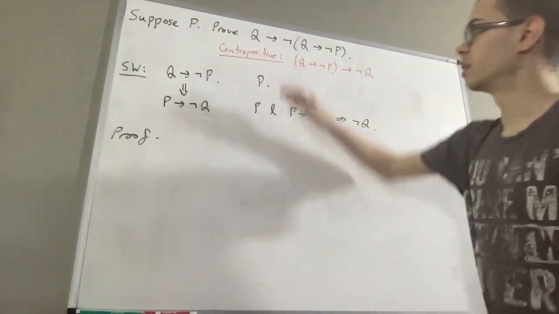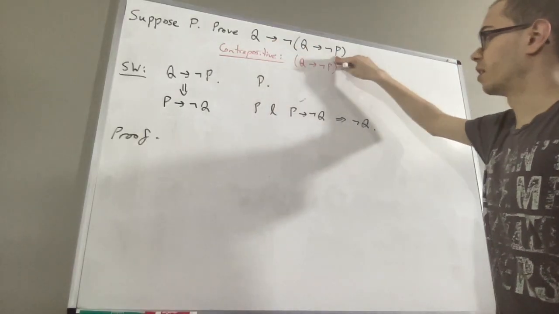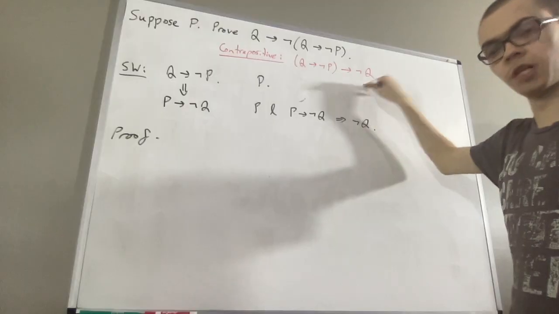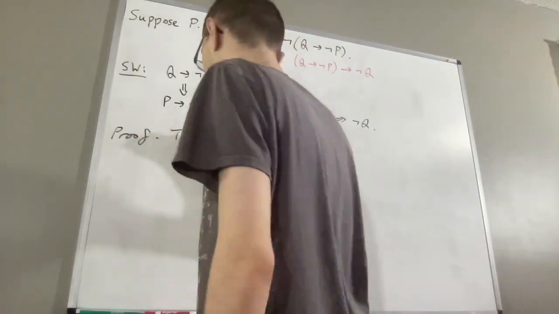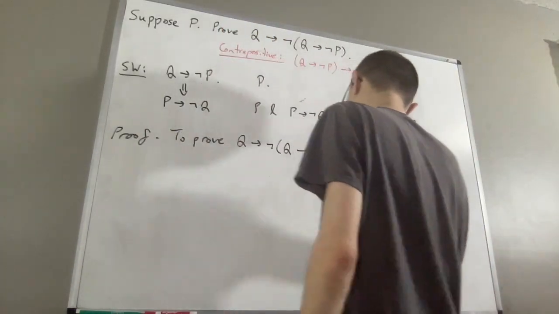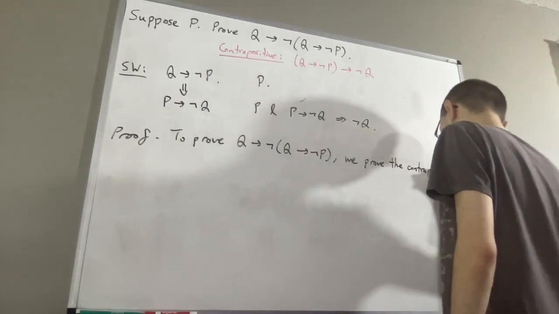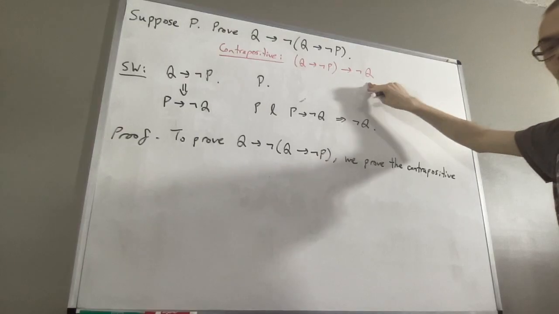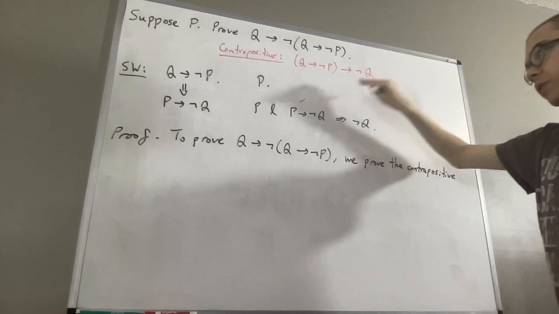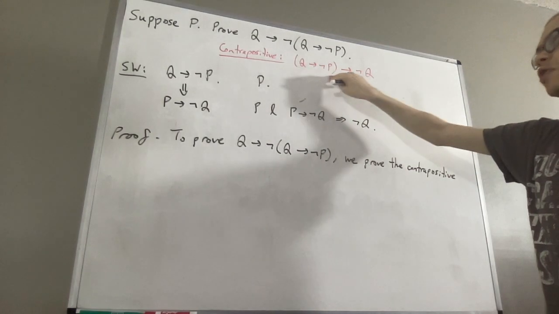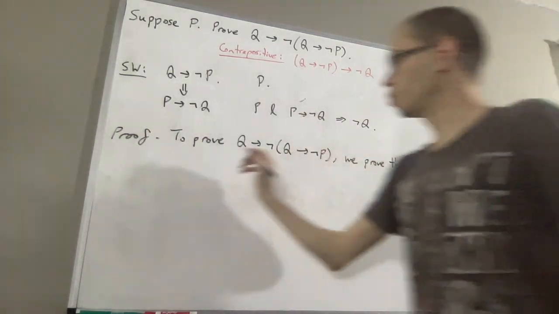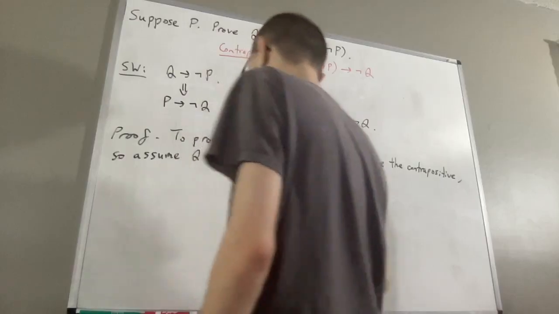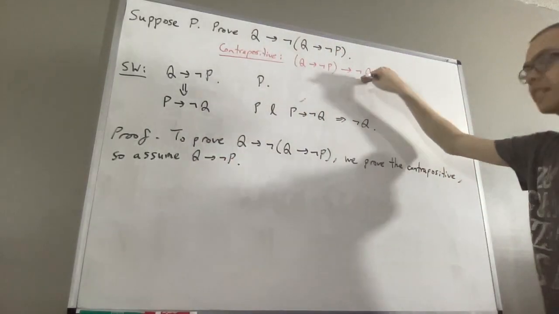So our whole goal is to prove this statement. And the way we're going to do so is we're going to prove its contrapositive. So let's write that down in the proof. Which means we're proving this statement. So the way we're doing that is we'll make the assumption that this statement is true. So assume if Q is true, then not P is true. The whole goal is to deduce that not Q is true.